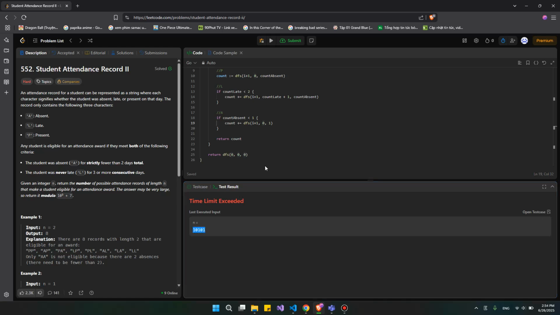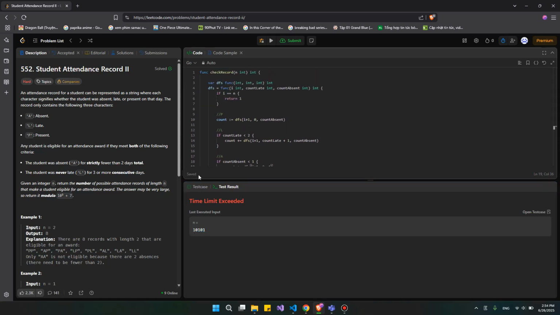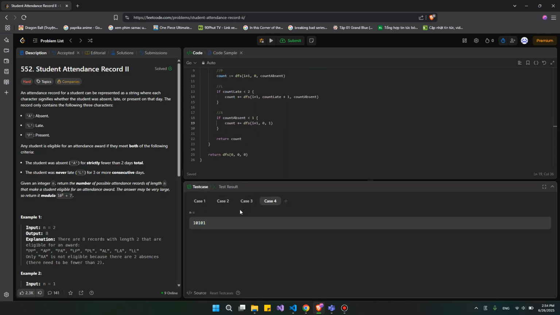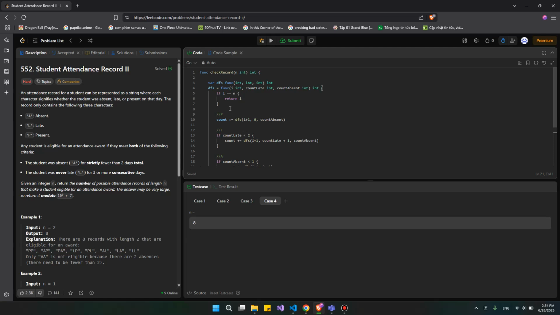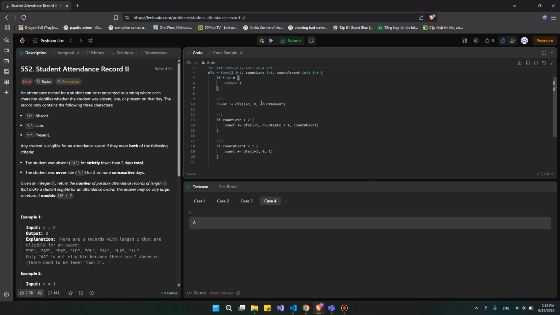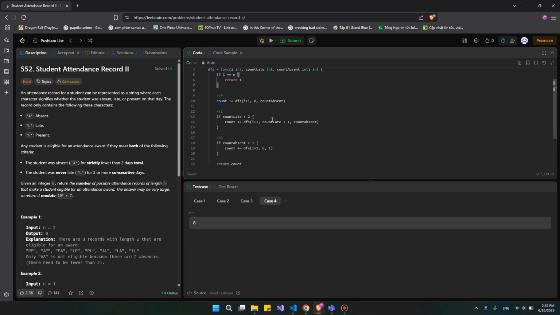Okay, we got a time limit here, so I think we will think of a faster way. I think to solve this we will look at the solution here.